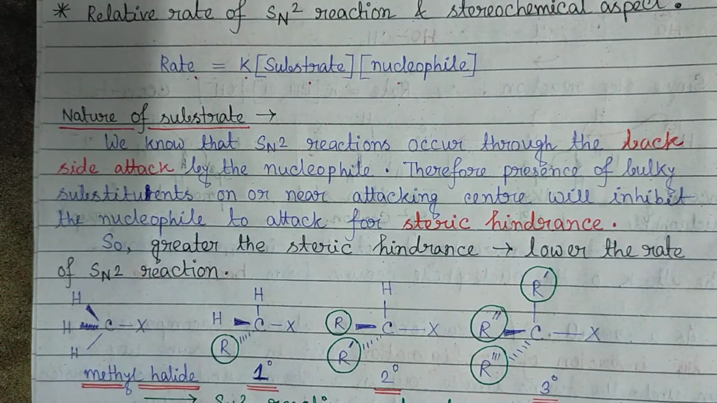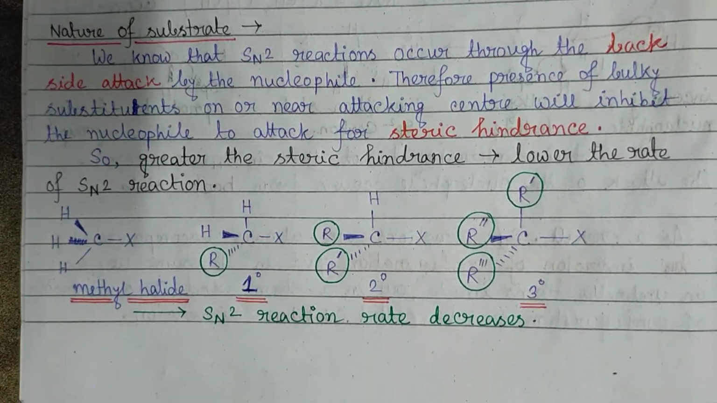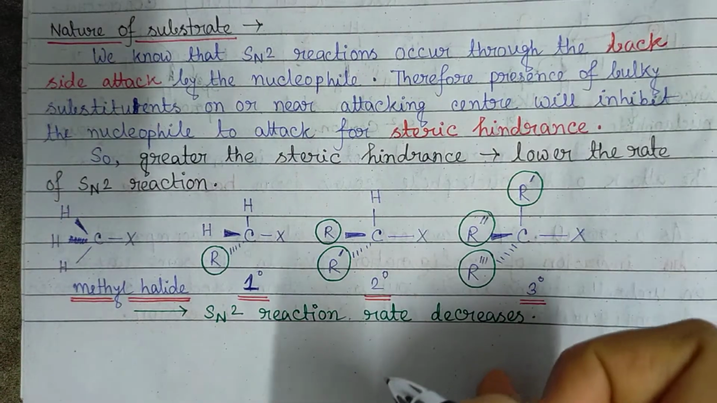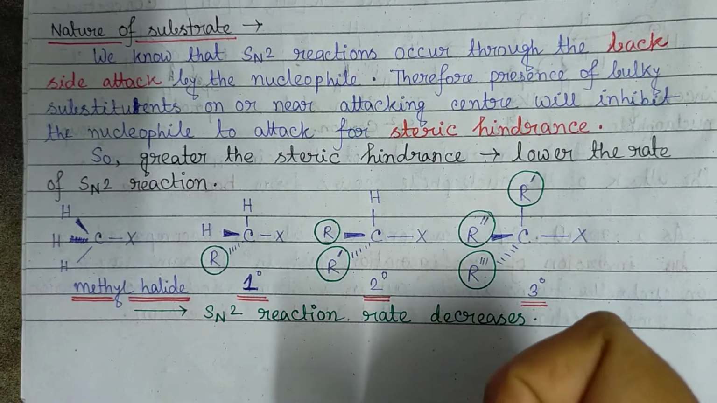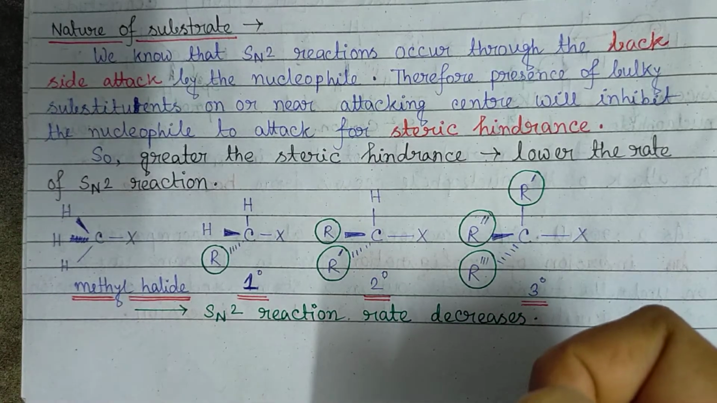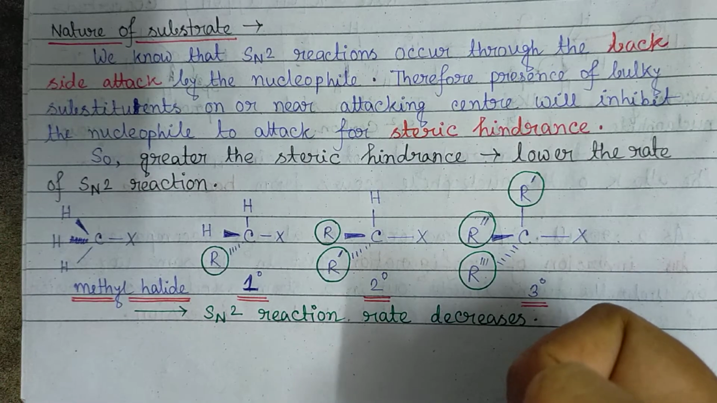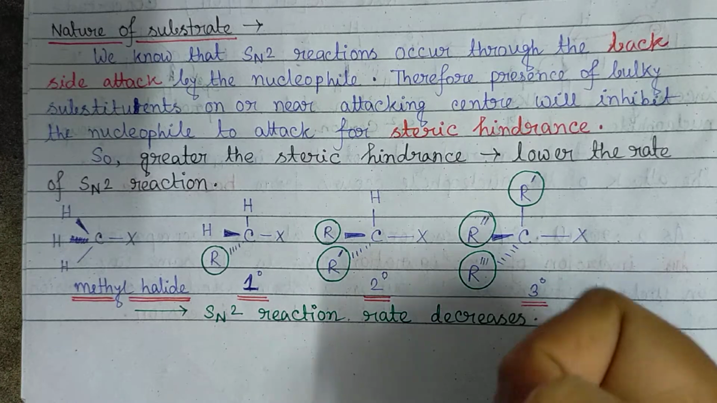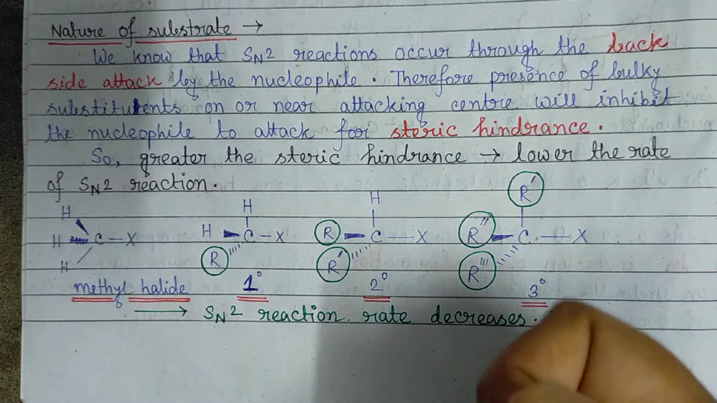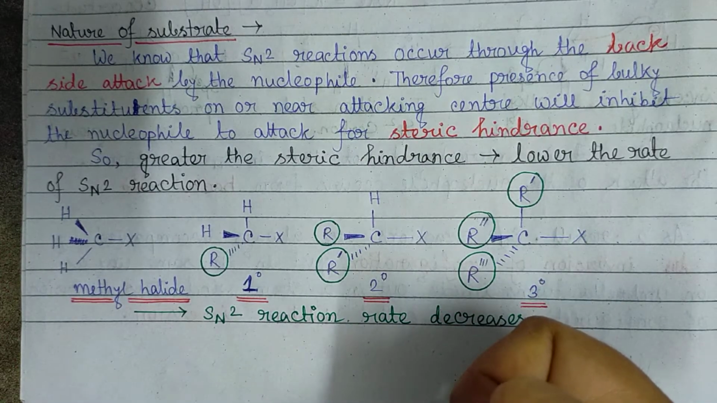As we know that SN2 reaction occurs through the backside attack by the nucleophile. So, obviously, if the attacking center is having the bulky substituent, then there will be steric hindrance between the groups, and for that steric hindrance the attack by the nucleophile will be inhibited. So greater the presence of bulky substituent, greater will be the steric hindrance and lower will be the rate of SN2 reaction.